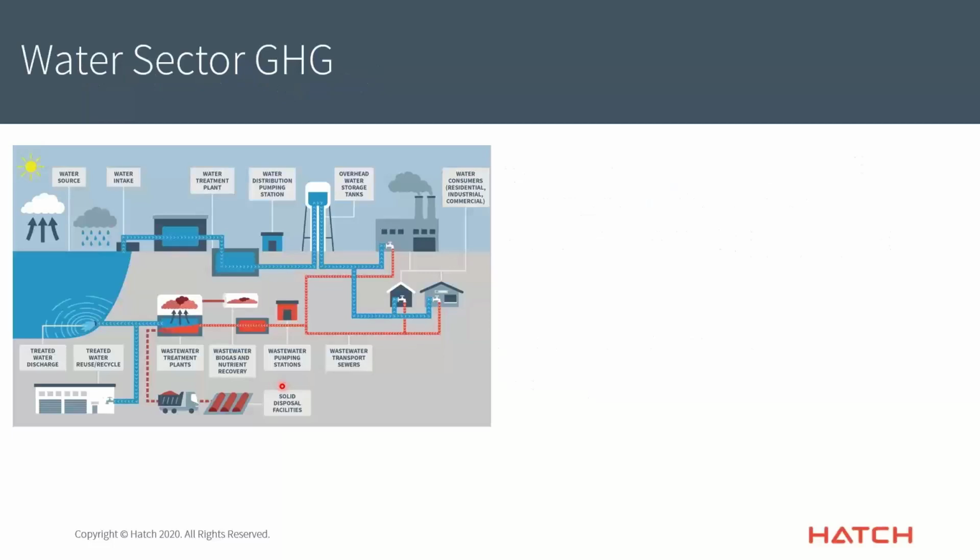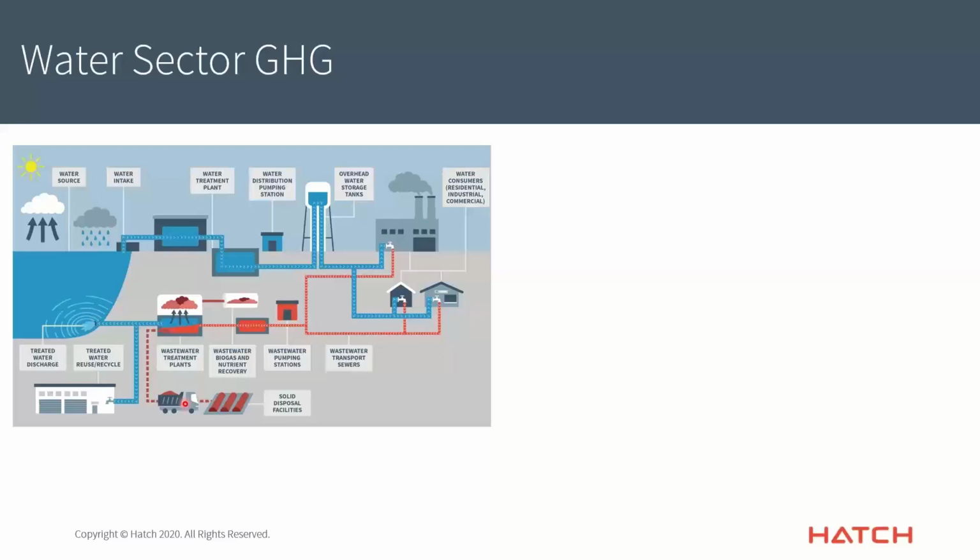So if we look at the water sector greenhouse gases, we can see that the water cycle is not only the wastewater treatment plants, but starts with the water intake. We have the water treatment plants and water distribution systems, and the water then gets converted into wastewater, flows into the wastewater treatment plants. And there are biosolids that are being produced, and also the treated water that is returned back to the water bodies.